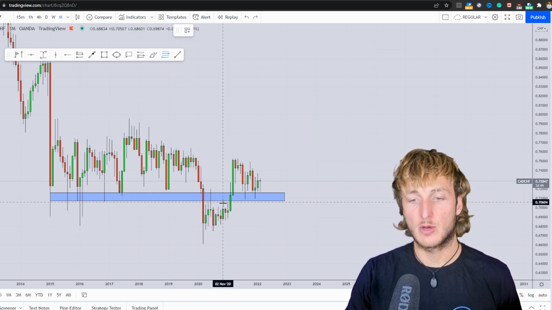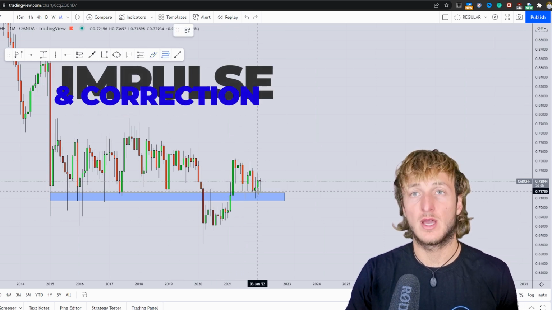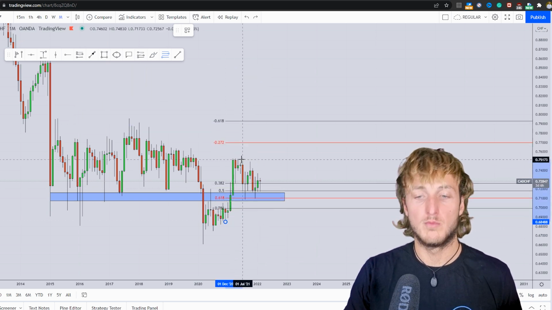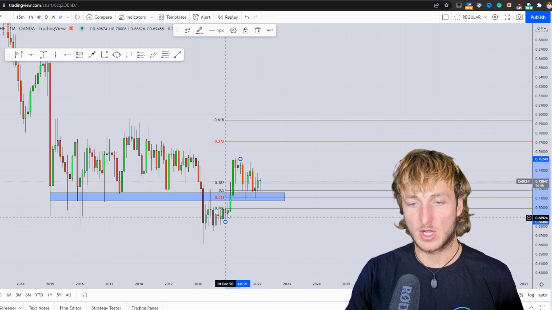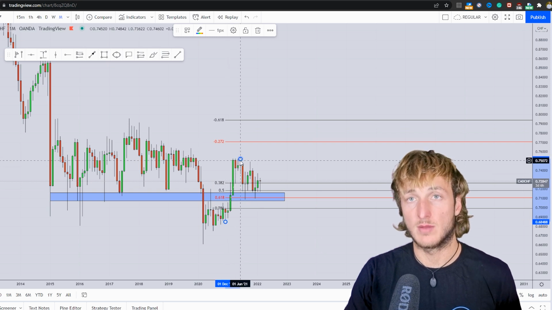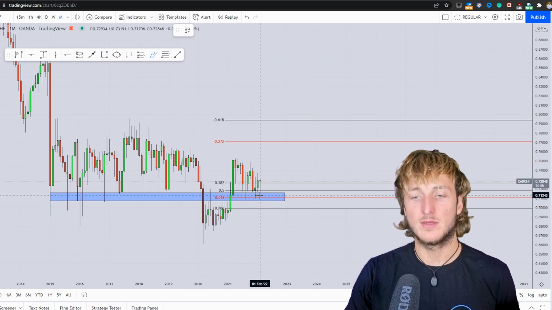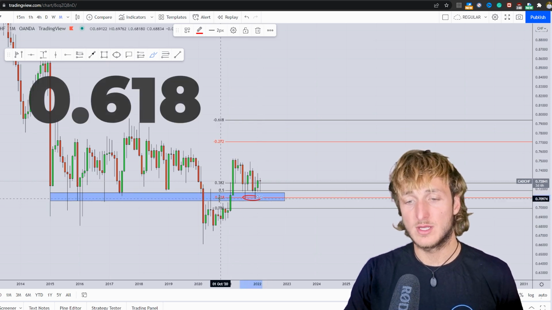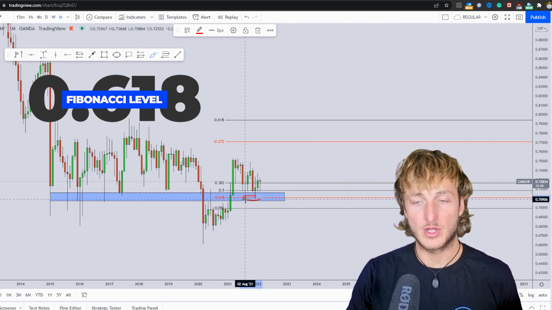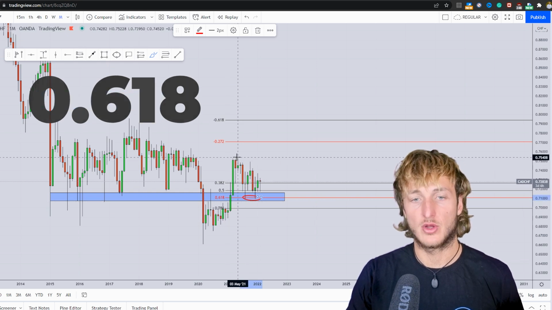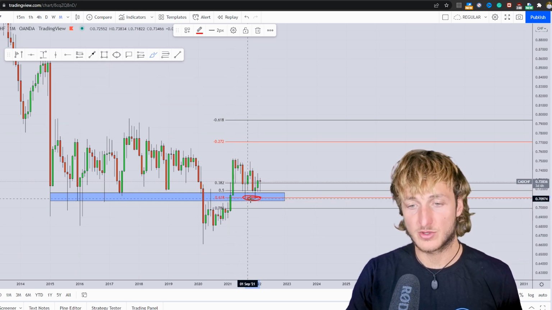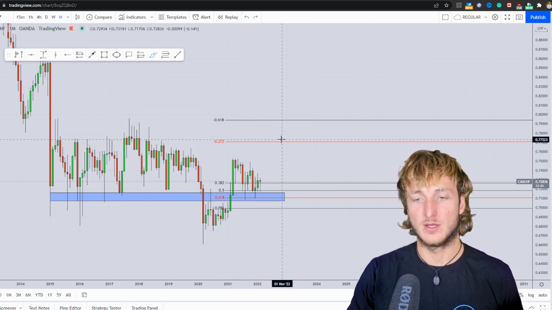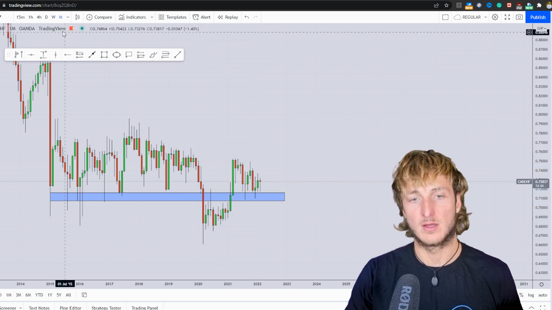We can also notice how we just had an impulse and correction. And in general, if you have an impulse and correction, in order to measure the correction, you have to take your Fibonacci from the low to the high of the impulse. And if we do that, we can see how the market just corrected exactly to the 0.618 golden ratio of the Fibonacci taken on this monthly impulse, which is a very strong support and demand area as well, from which we do expect the move higher to be created.